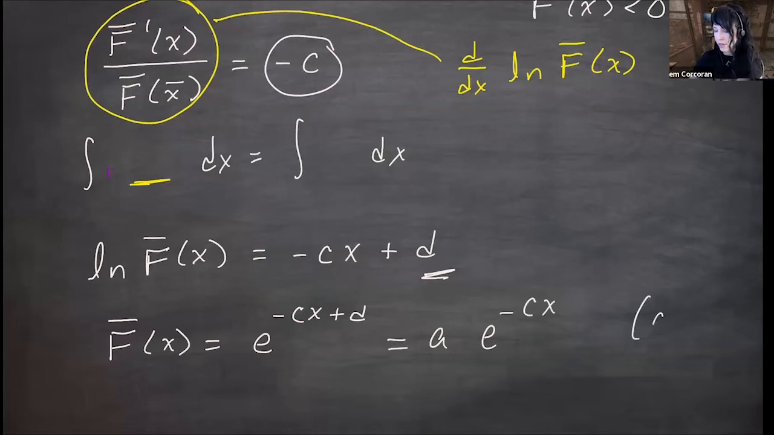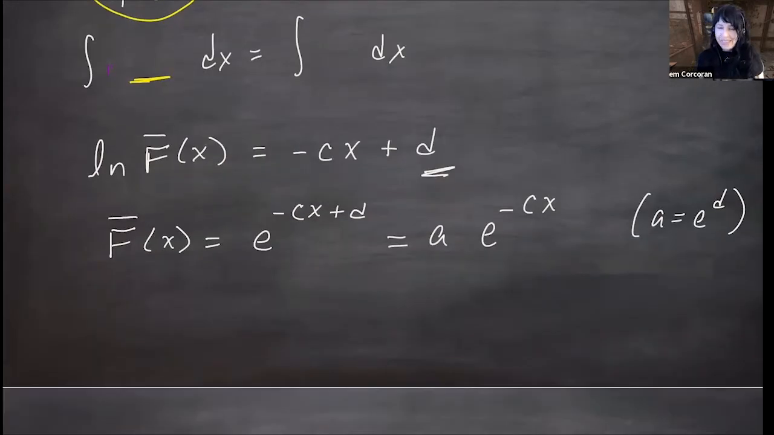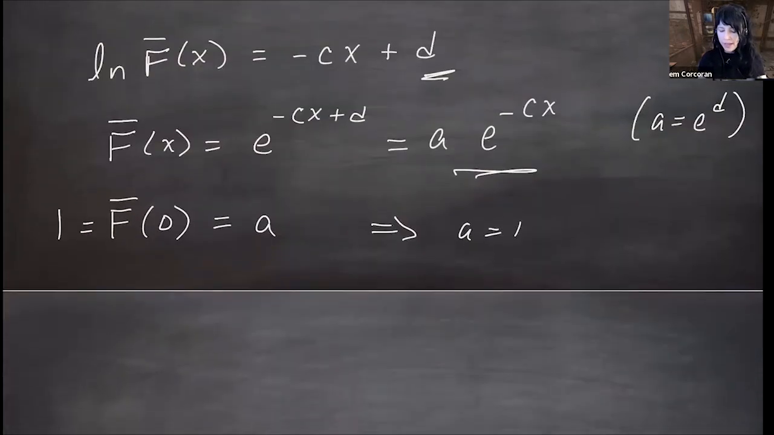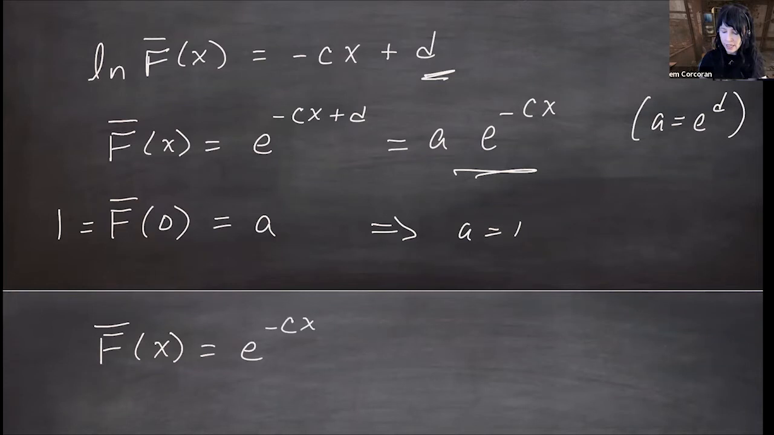So in case you lost it, a is actually e to the d, but I don't really care. And finally, to find the constant, I want to use the fact that F bar of 0 is going to be 1. And if I plug in 0 to this thing, I just get a. So a is 1. And finally, put it all together, F bar of x is e to the minus Cx.